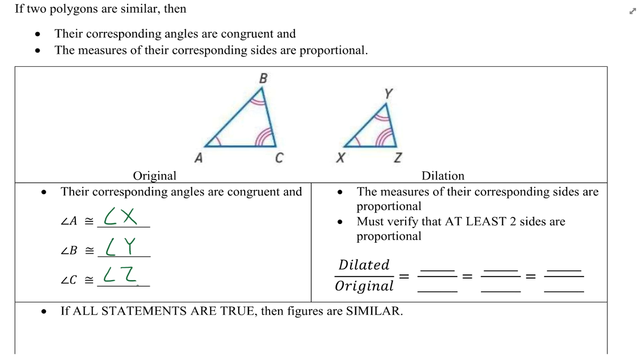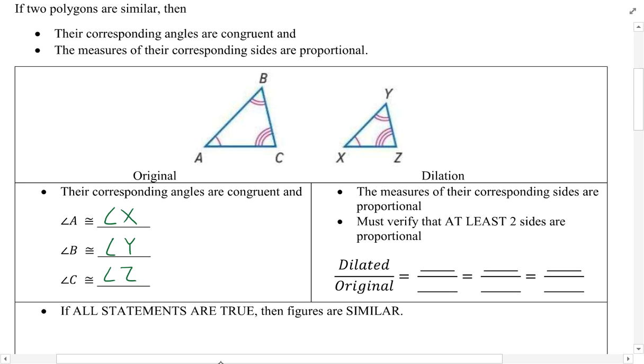Or as we remember from our angle-angle similarity, if we're looking at a triangle, at least two angles need to be congruent, but we know that that means the third angle will also be congruent. Our second criteria is the measures of their corresponding sides are proportional.